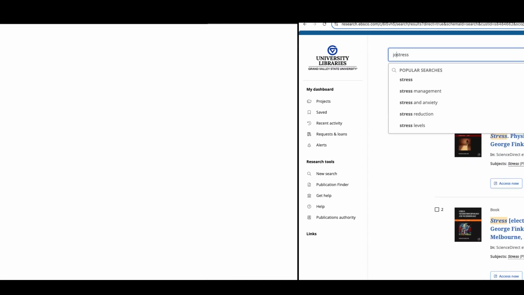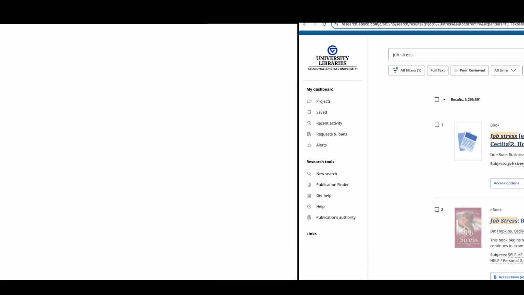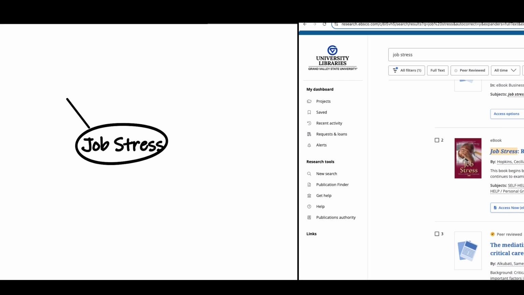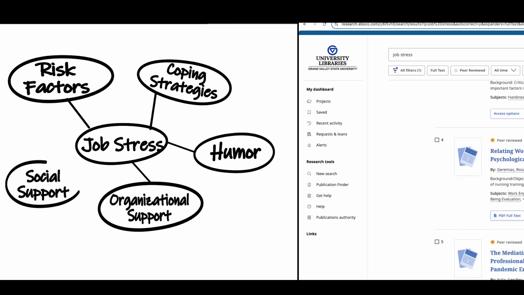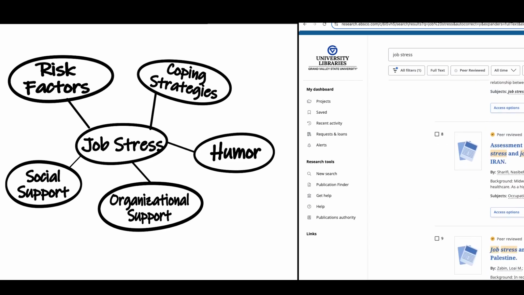Let's say I'm interested in the subject of job stress. By adding one simple word to my search, I retrieve a completely different but slightly more focused set of results. Going through the previous step again, I can narrow my results even more. I can find things like risk factors for stress, coping strategies, humor, organizational support, or social support. Now I've found some real possibilities for further investigation.